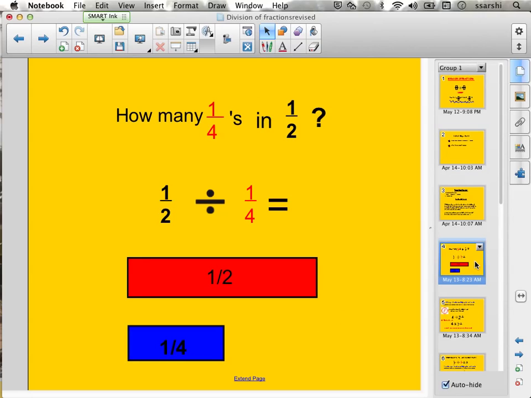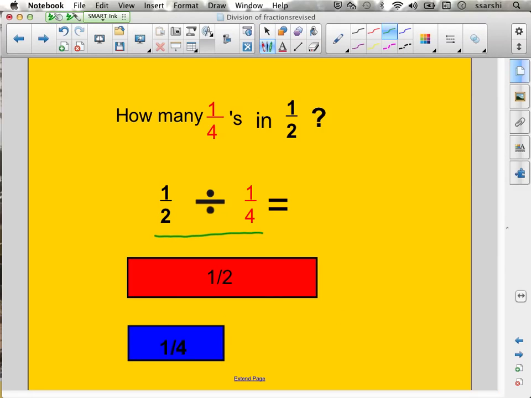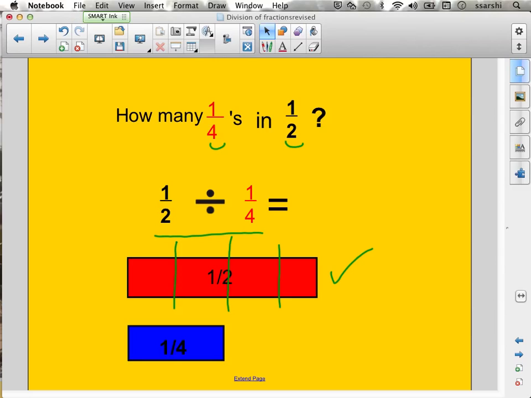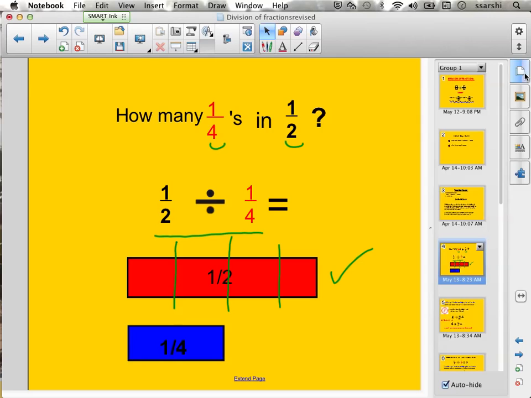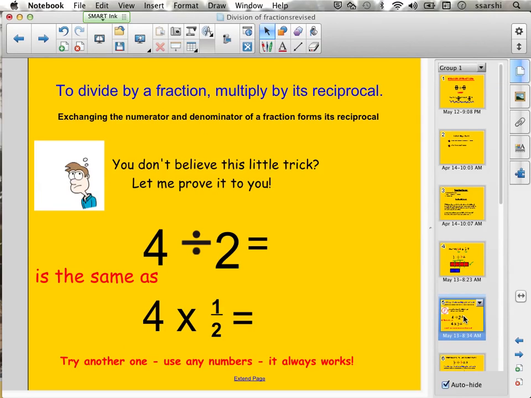So if the question was 1/2 divided by a quarter, what we're really saying is if you have 1/2, how many quarter pieces are in that half? So if I sectioned this half strip into quarters, how many quarter pieces are in that half? Well, there's a simple rule for division of fractions, which we will show you. And the rule is to divide by a fraction, you multiply by its reciprocal.